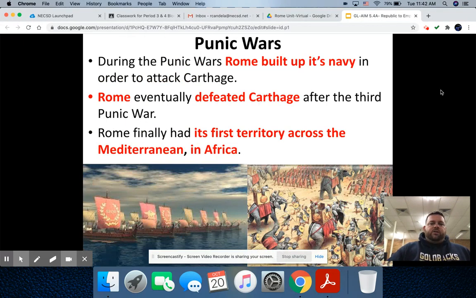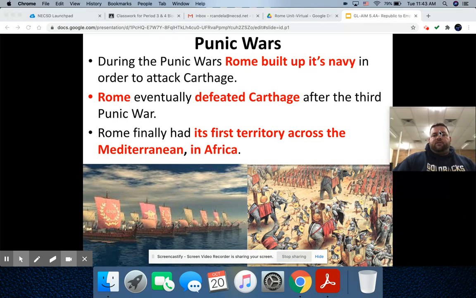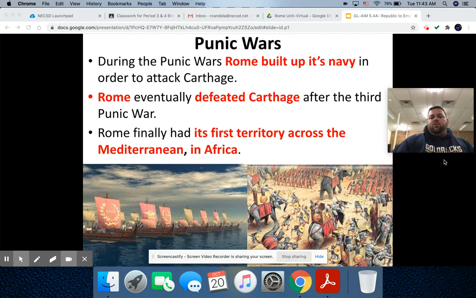In the Punic Wars, Rome had to build up their navy in order to attack Carthage. Carthage is a seafaring people, while Rome was more of a land-based military force at the time. So they had to develop a navy to go to war with Carthage. After three of these Punic Wars, Rome comes out victorious, and then they will have their first territory across the Mediterranean in Africa, and this is now officially an empire.